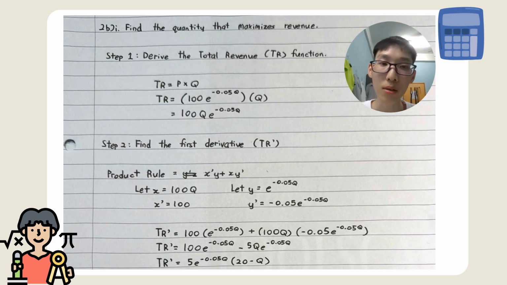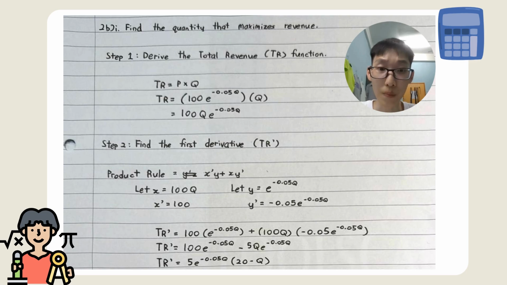And then we will get the total revenue function, which is 100Qe^(-0.05Q). The second step is we need to find the first derivative of the total revenue function. So we will apply the product rule on the total revenue function, and let S become 100Q and let Y become e^(-0.05Q).